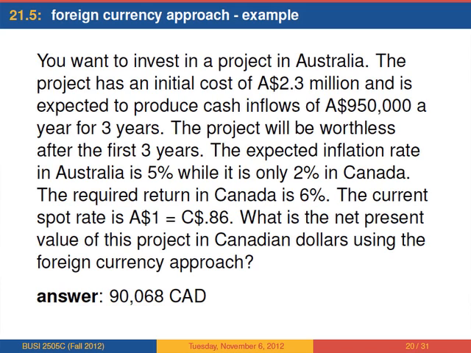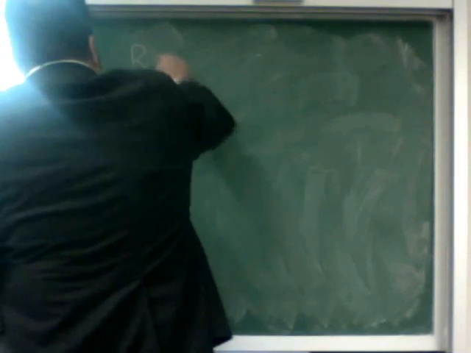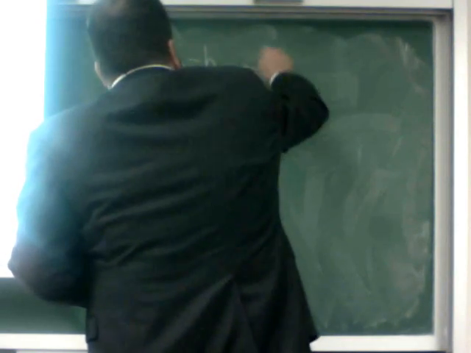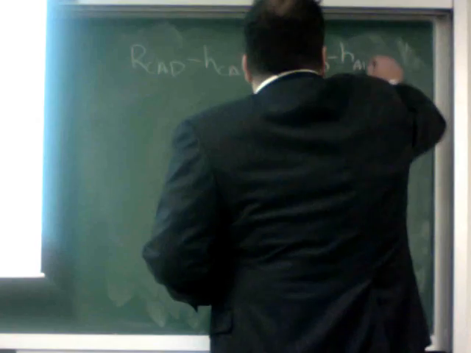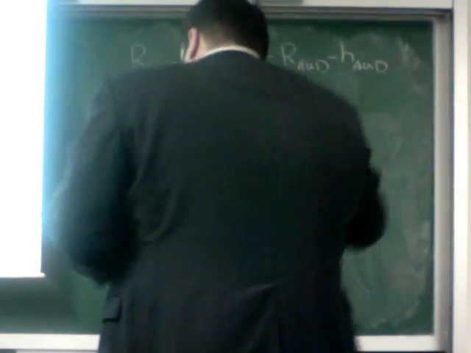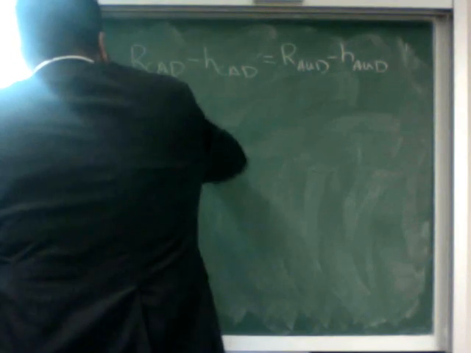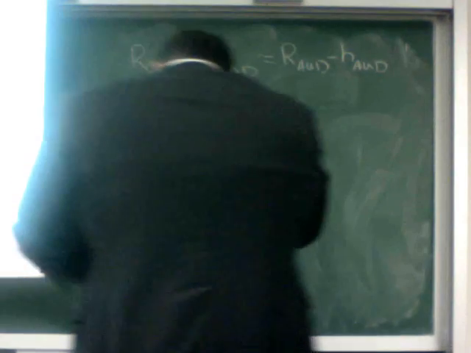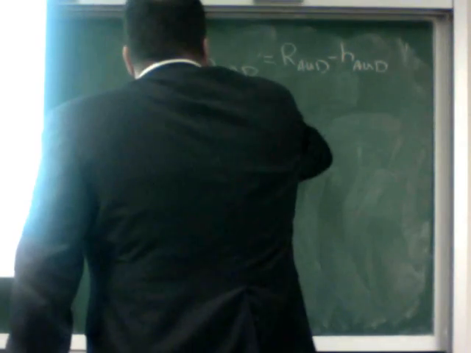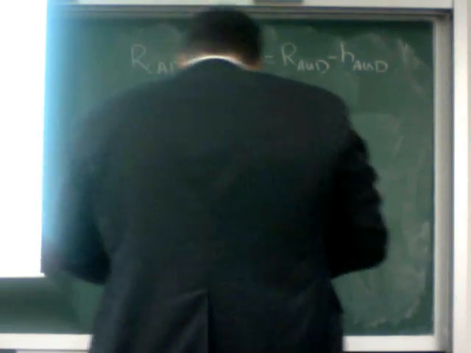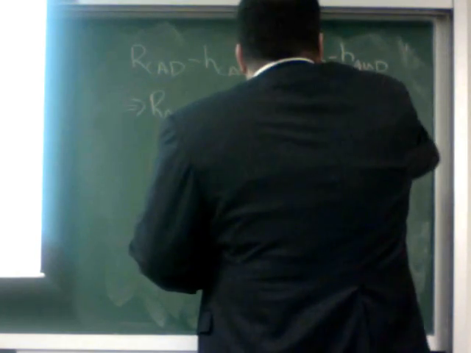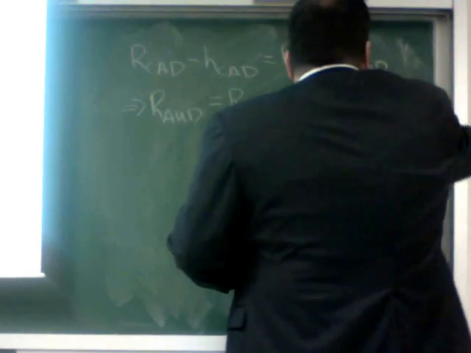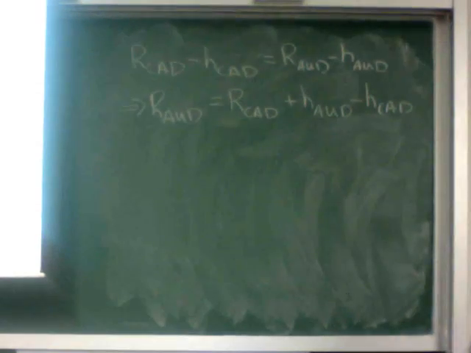So you start with the international Fisher effect. The rate in Australian dollars is going to be the rate in Canadian dollars plus the spread between the inflation in the two countries.